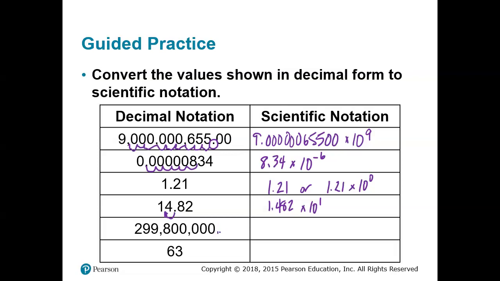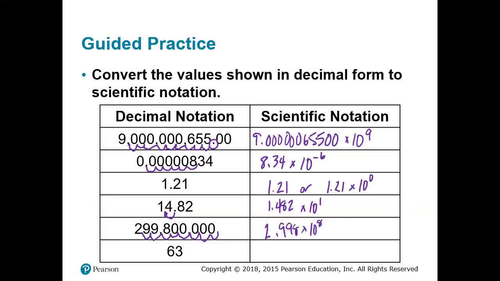For these last two, again, without a decimal place here to signify where the number ends, we can just assume it ends here at the end here. I need to move it 1, 2, 3, 4, 5, 6, 7, 8 spots. So 2.998 times 10 to the 8th would be the correct number.